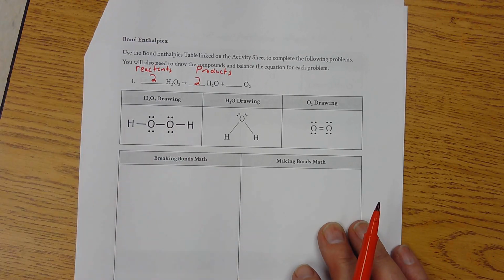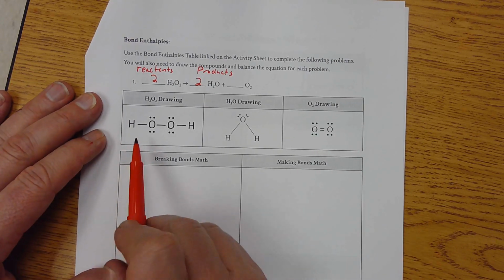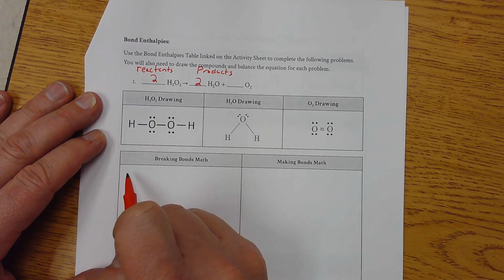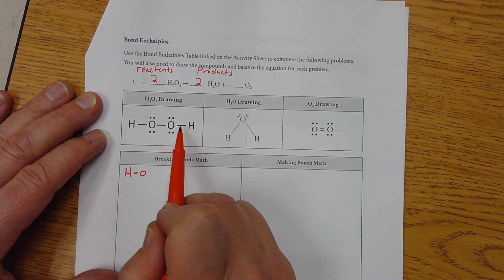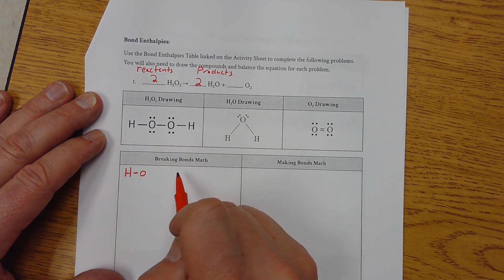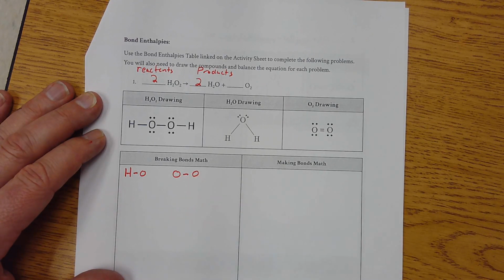Okay, and we have the drawing here, and if you remember what we do then is we look at, okay, what are the bonds, right? So the bonds that we have here are H to O. Okay, there's 1 here and 1 here, and then there's also an O to O bond.